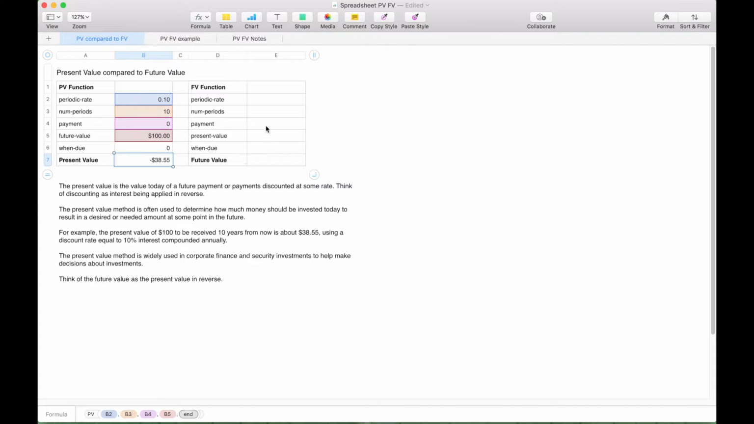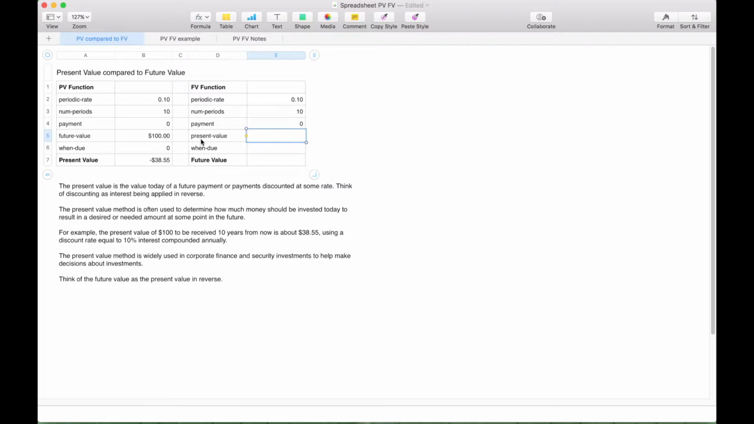Okay, so now let's go ahead and set up our input parameters for the future value function, and you're going to see how closely these 2 functions are related. So again, the periodic rate is 10%. The number of periods is 10. Again, there are no payments.